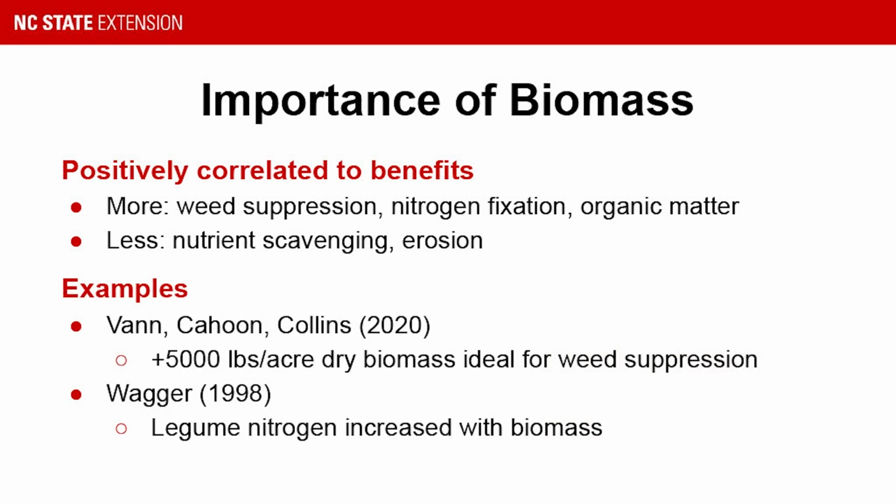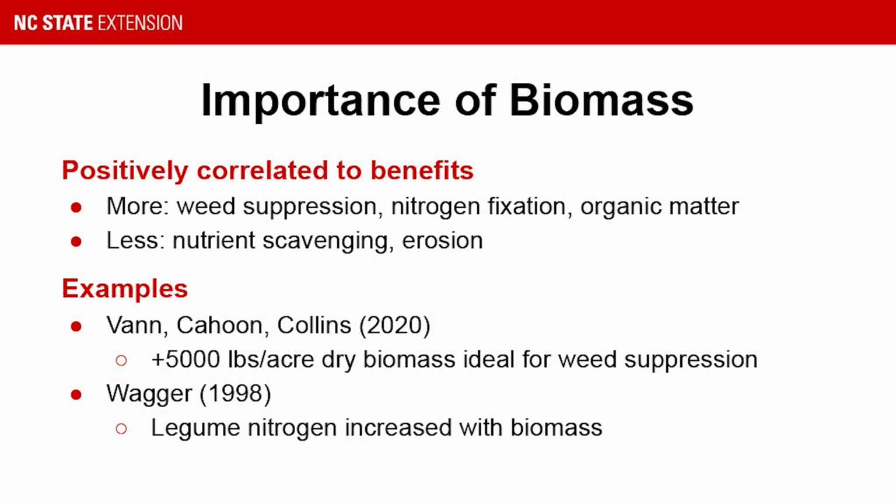To emphasize this, these are two NC State studies. The top one is looking at the suppression of small-seeded summer annual weeds with cover crop residue, and found that 5,000 pounds of dry biomass per acre was really ideal for the suppression of these weeds. So you want to achieve that or something above. That's a pretty significant target to achieve.